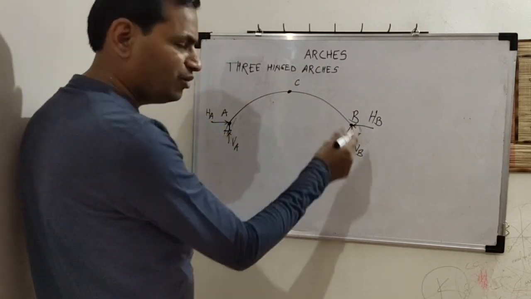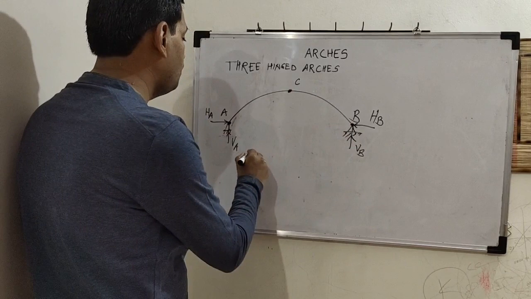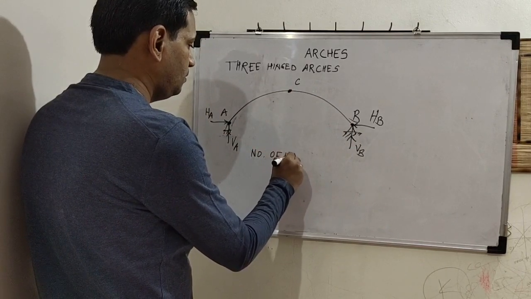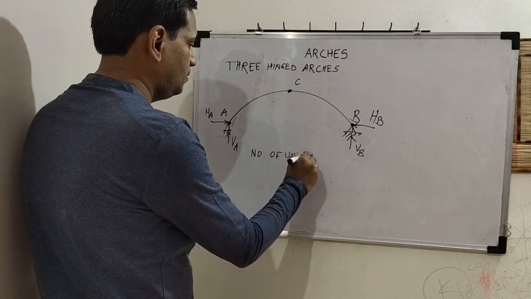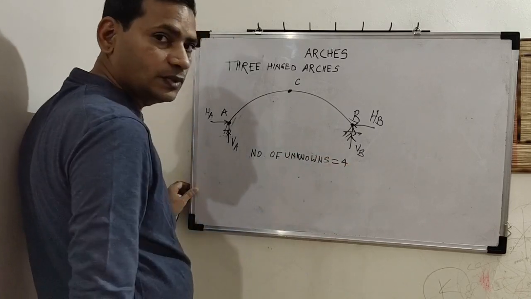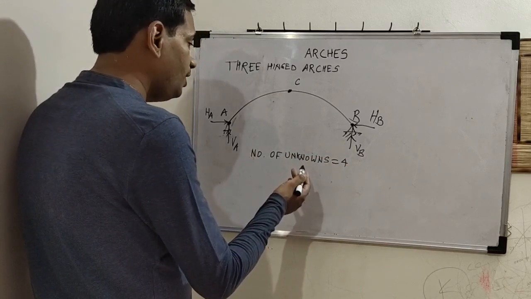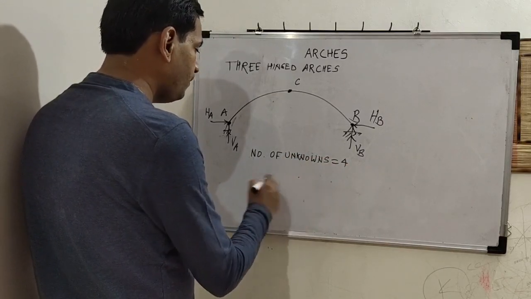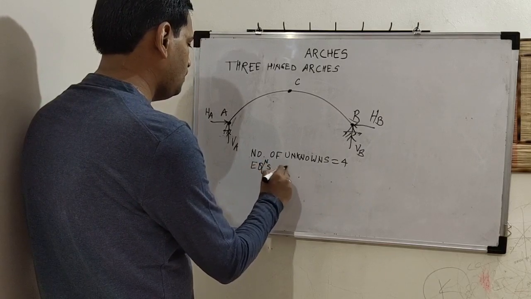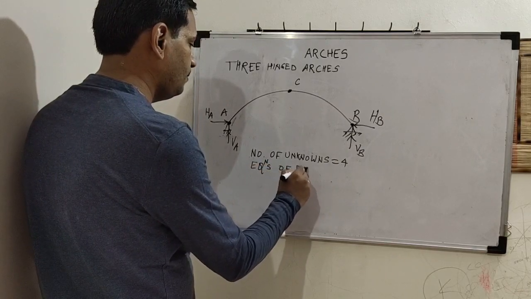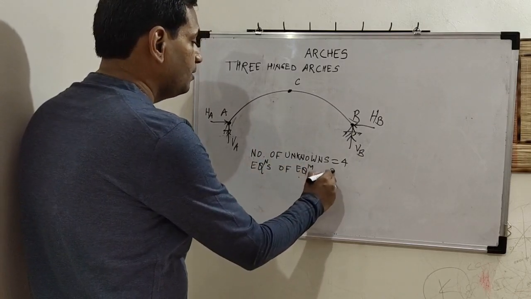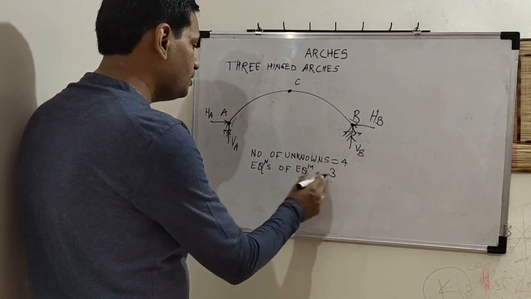So how many unknowns are here? Number of unknowns are 4. Correct. How many equations of equilibrium we have? 3. Equations of equilibrium. Okay. They are 3. Which are these 3?